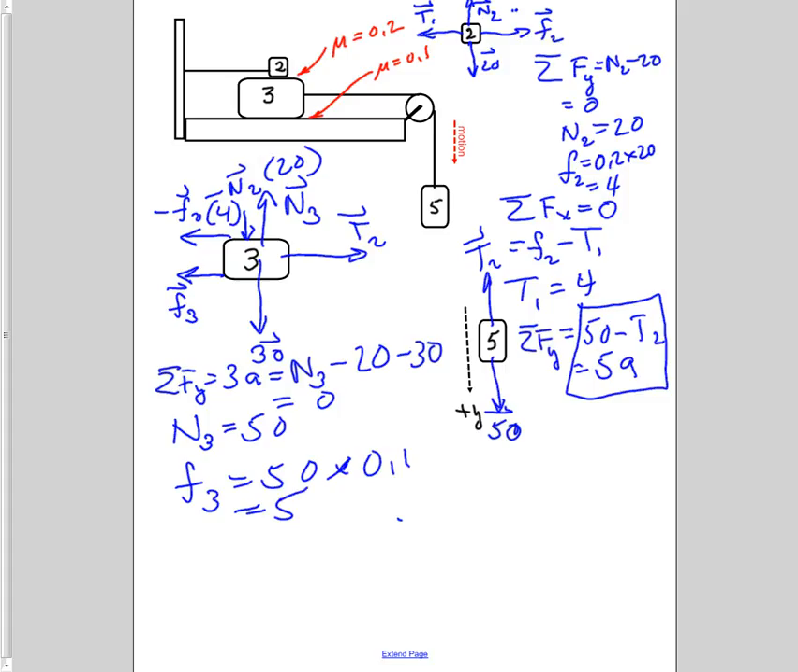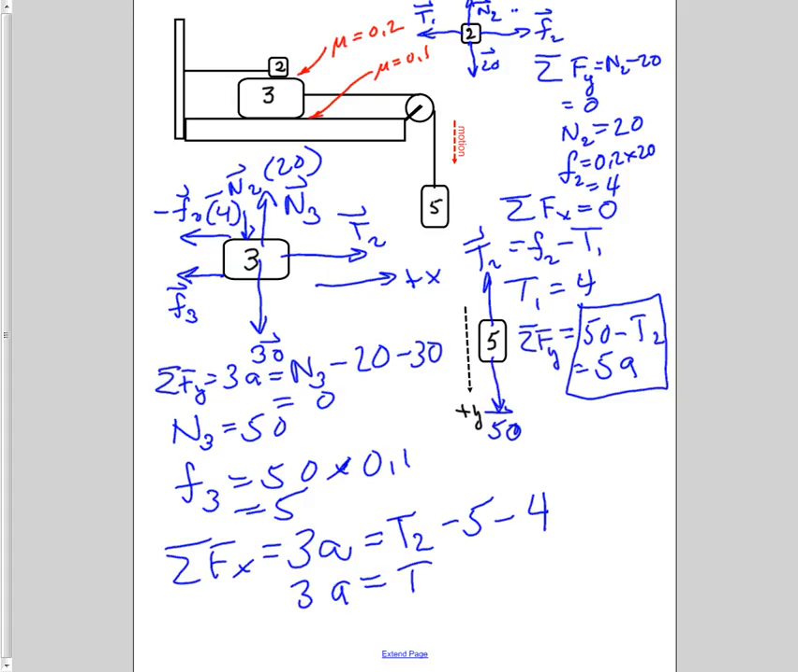And so now finally I say the sum of the forces in the x direction is equal to 3a. If I choose plus x to be this way, rule of the finger. Okay, so it'll be the same acceleration as this guy. And that's equal to T2 minus F3, which is 5, minus F2, which is 4. And so 3a equals T2 minus 9.